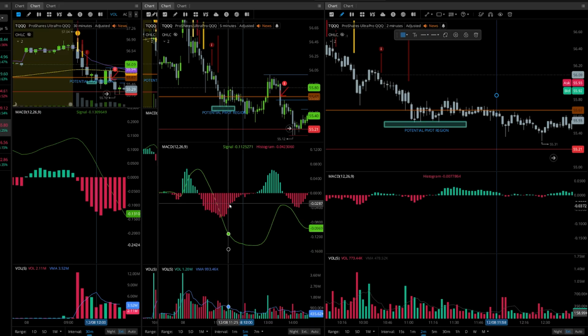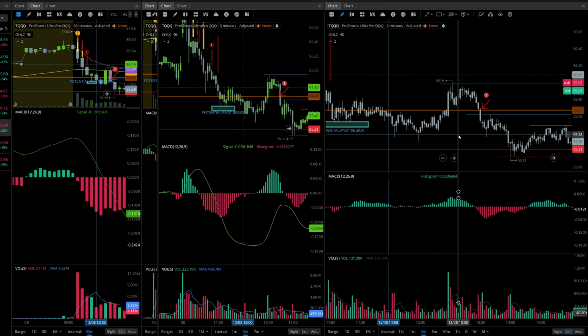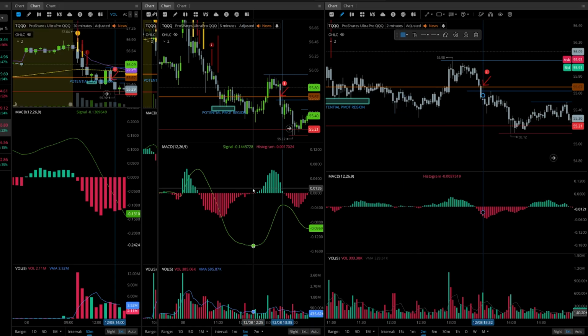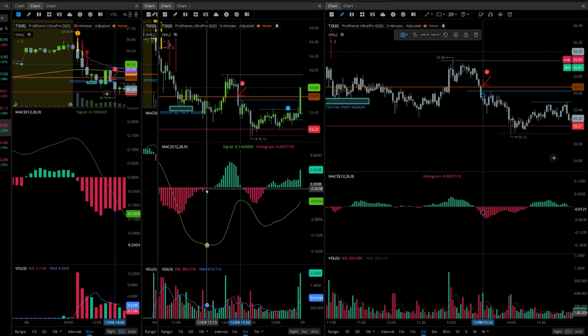And then look what happens to the 5-minute extent. Look what happens here to the 5-minute histogram bars. They start going against the trade. That means we're not taking any more trades right now. We're waiting for them to align again. Look what happens here. Okay, histogram going up.